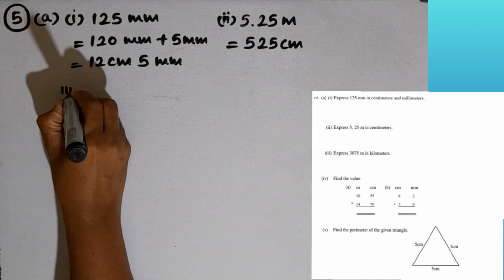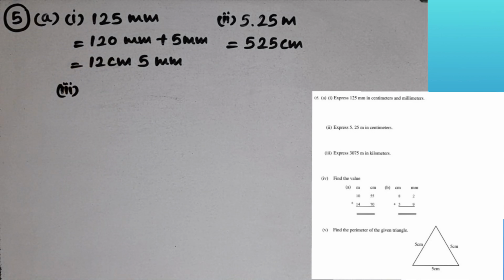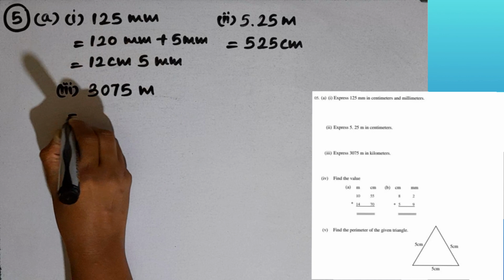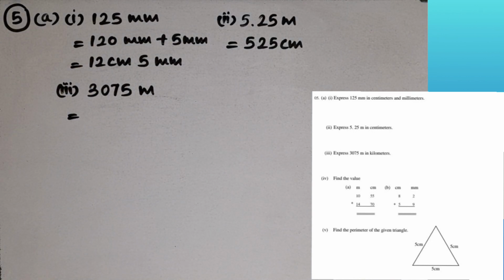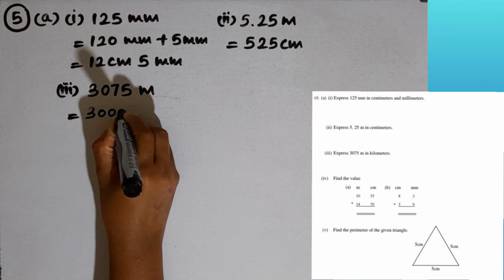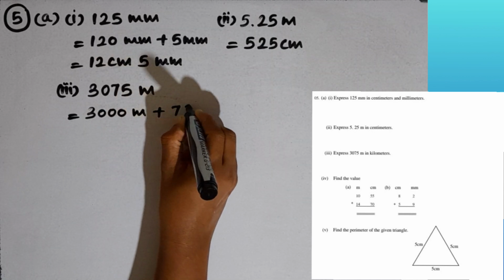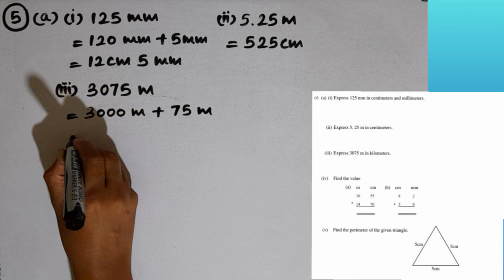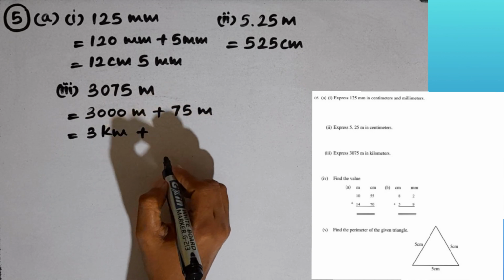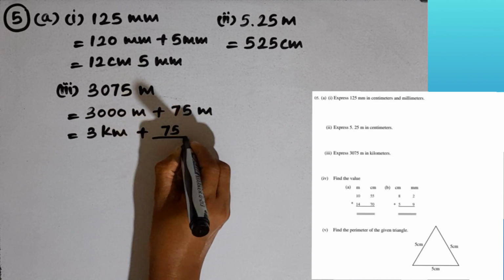Then third question. Express 3075 meters in kilometers. We can write it as 3000 meters plus 75 meters. Then this 3000 meters can be written as 3 kilometers. When we are converting meters into kilometers, we are dividing it by 1000.